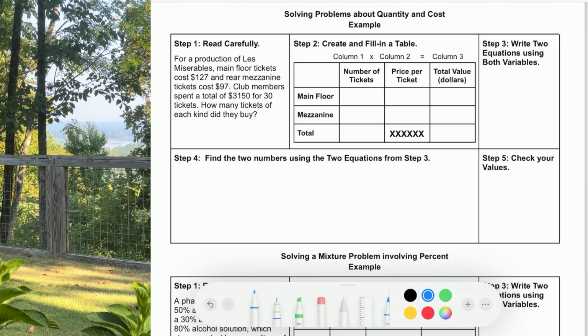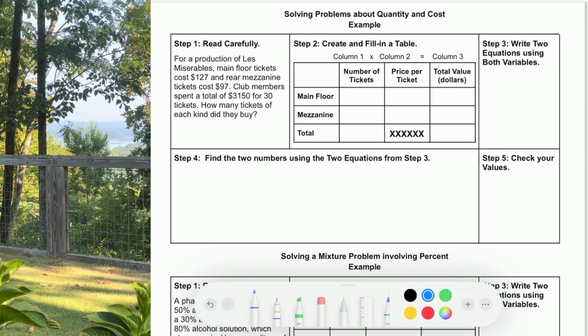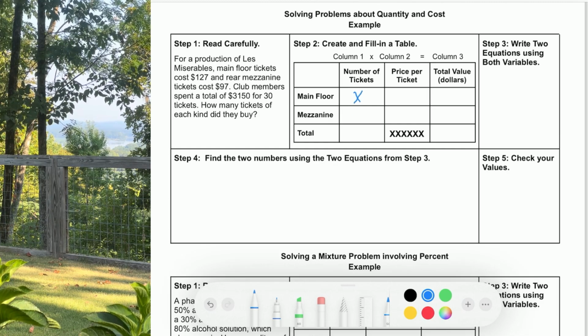All right, so the first thing is we have a different type of problem. So I'm going to create a chart to fill in, which you already have here. And we're going to work on filling in the different pieces of this chart. So the first thing I want to do is designate a variable for each of these items, the main floor and the mezzanine. I'm going to designate the main floor as X. I'm going to make the mezzanine Y.